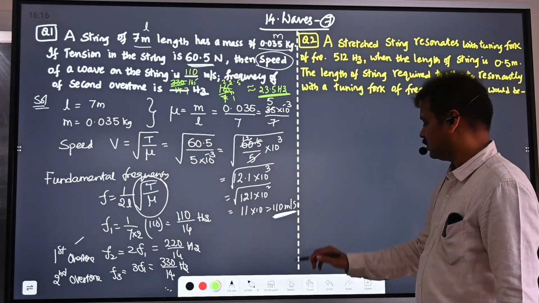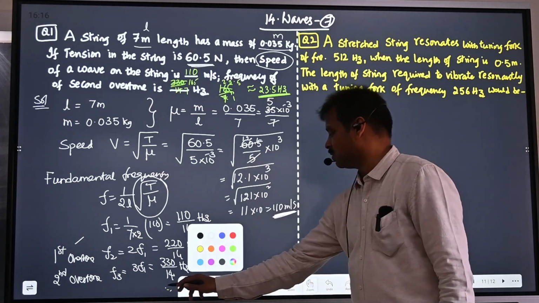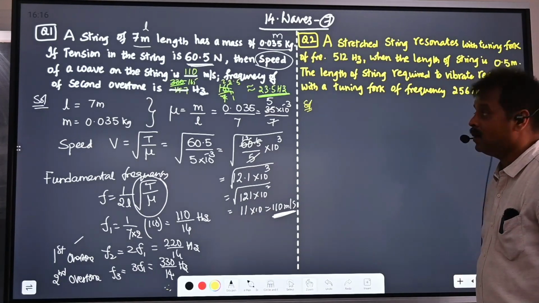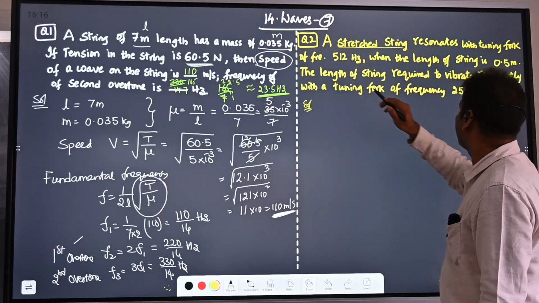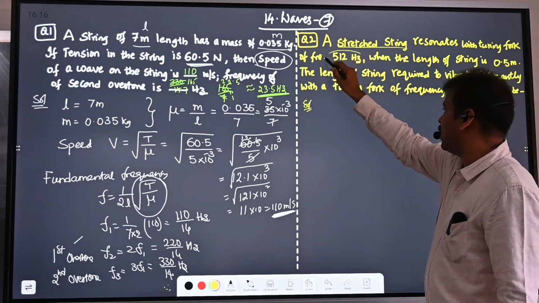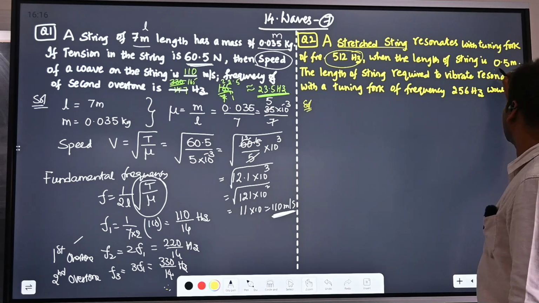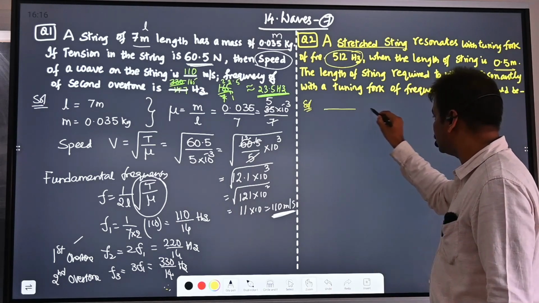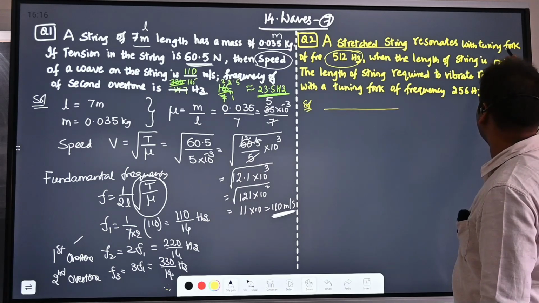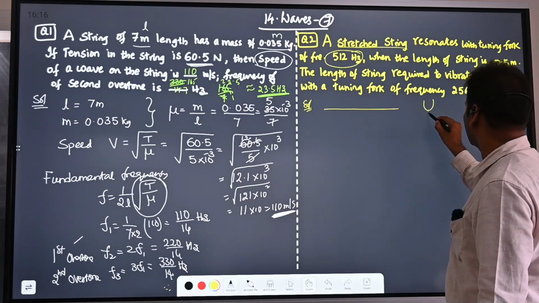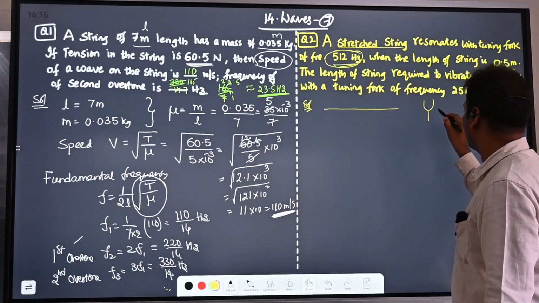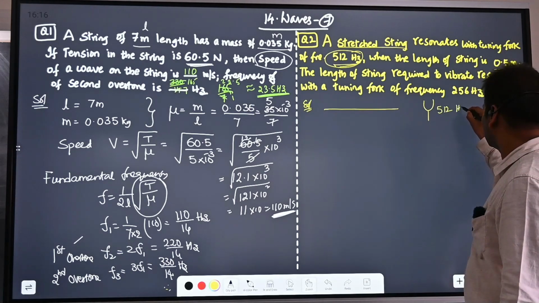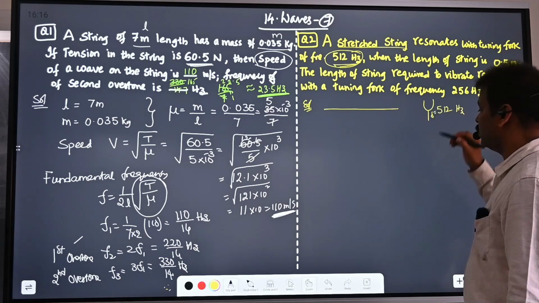Second problem, students. We are solving this problem similar to the previous one, slightly different. A stretched string resonates with a frequency of 512 Hz and the length of the string is 0.5 meter. There is a stretched string, in resonance with a tuning fork. What is the frequency of the tuning fork? 512 Hz.